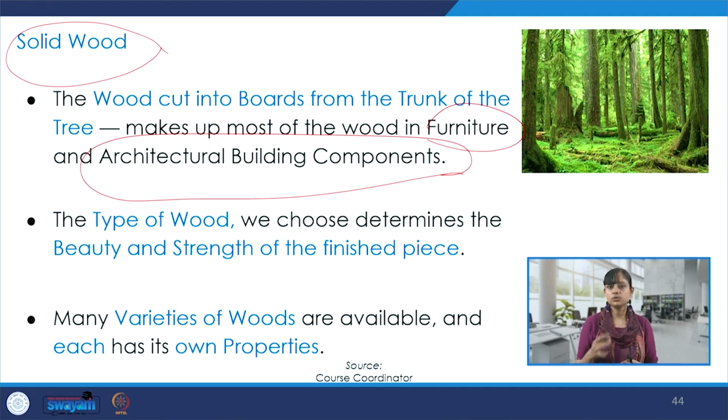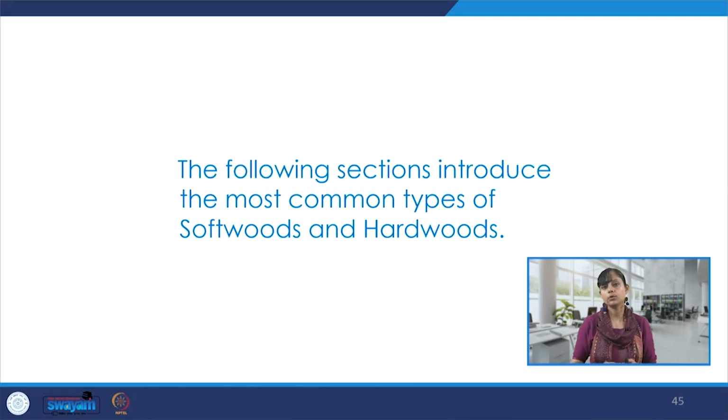The type of wood we choose determines the beauty and strength of the finished piece. So of course it will depend on the type of the wood, whether it is a heartwood section or the sapwood section, and what the age is, what the grain structure is like, what the color is like, all of that. Many varieties of woods are available and each has its own properties, and we can try to understand which properties work to the best of our advantage, which wood can be used for interior purposes versus exterior purposes and so on. So we can understand that from a plethora of varieties which are available.